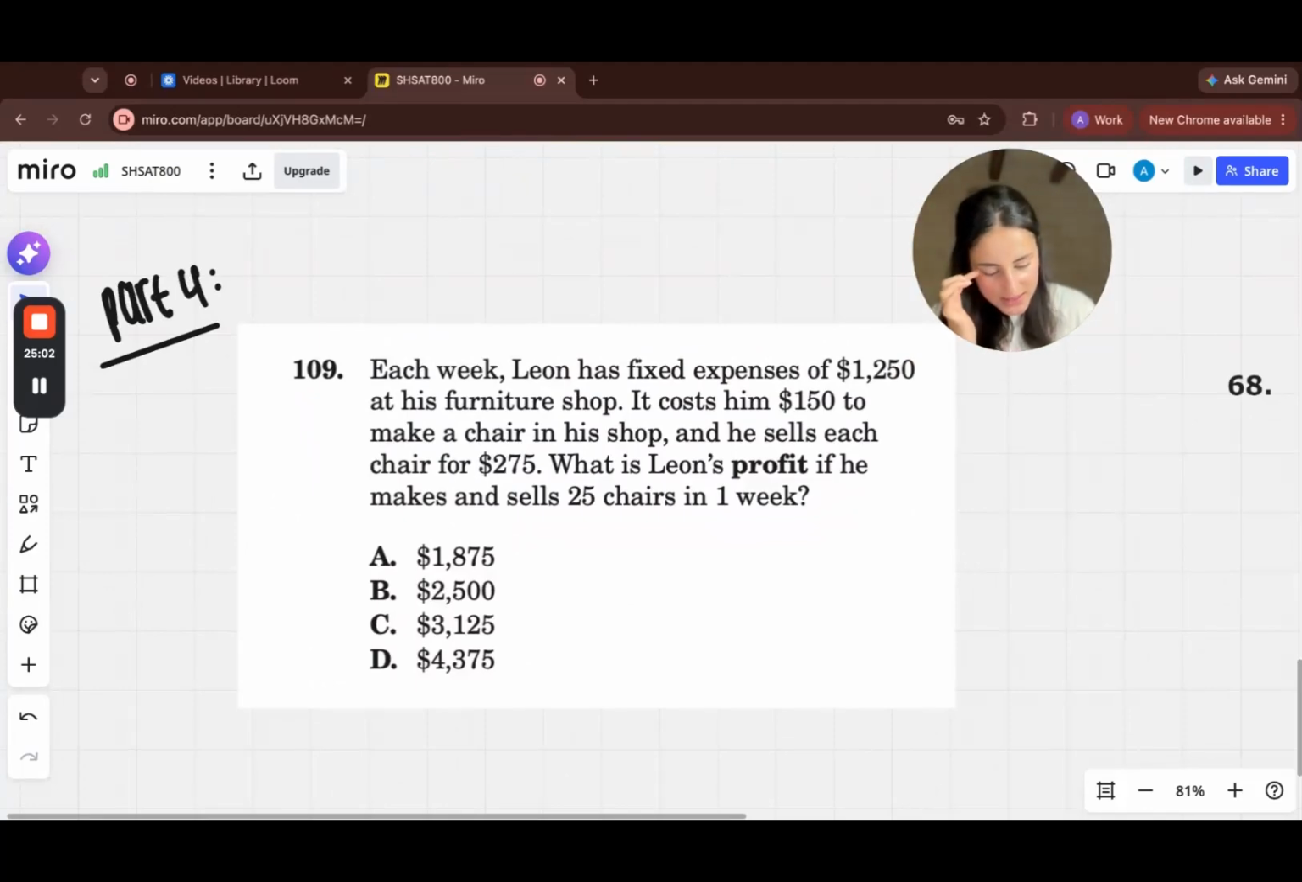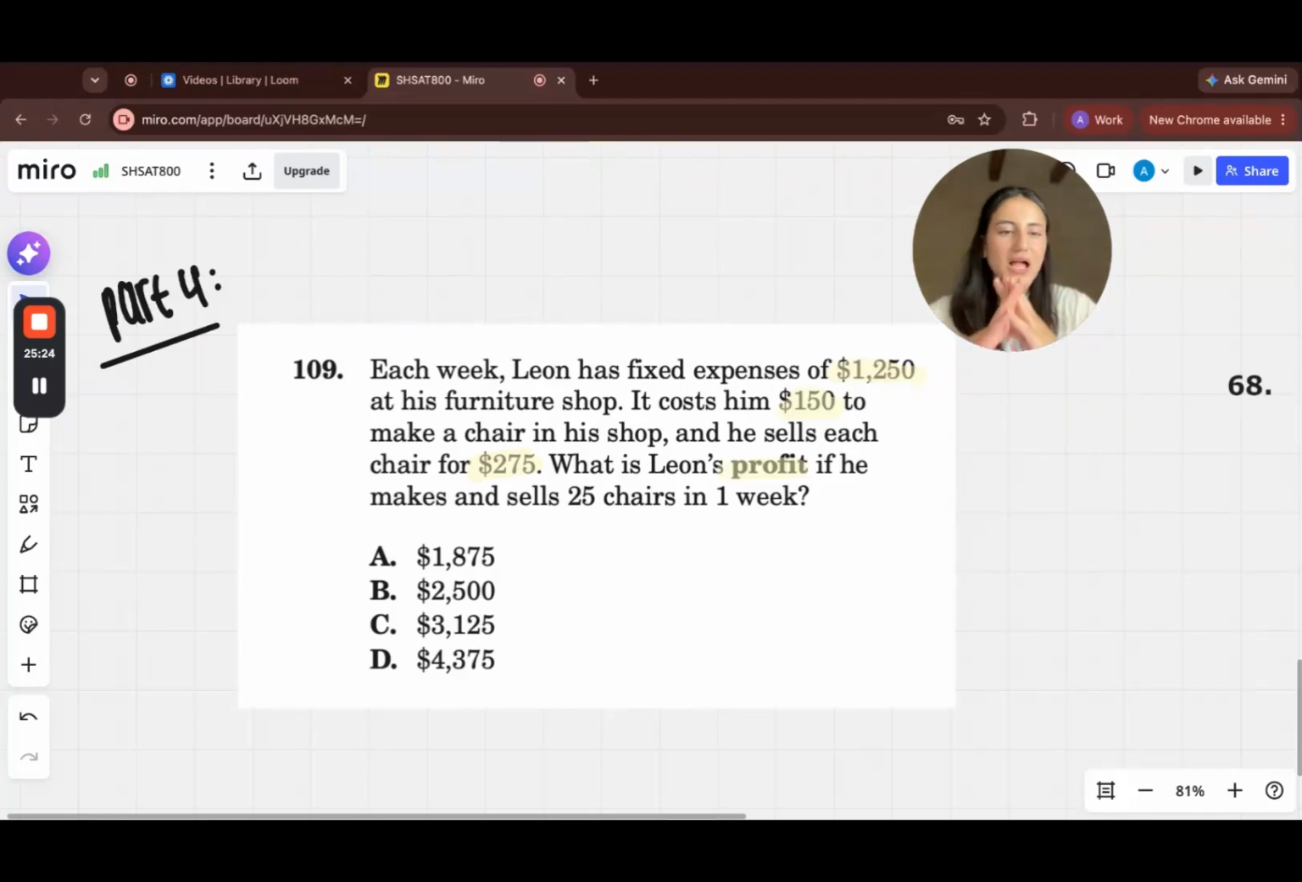So each week, Leon has fixed expenses of $12.50 at his furniture shop. It costs him $150 to make a chair in his shop, and he sells each for $275. What is Leon's profit if he makes and sells 25 chairs in 1 week?